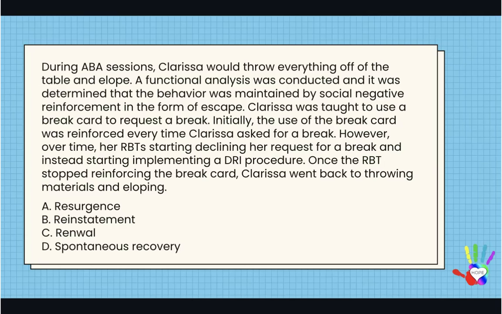Once the RBTs stopped reinforcing the break card, Clarissa went back to throwing materials and eloping. So what happened? This is an example of resurgence. The break card stopped working, so she went back to the original behavior that was put on extinction.